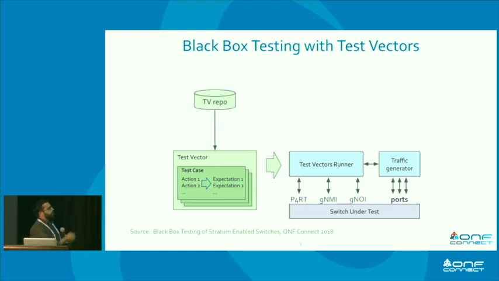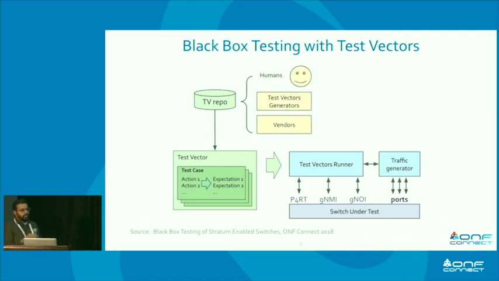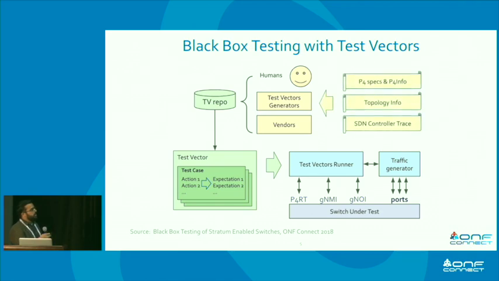So how do we generate the test vector repo? It could be human, handwritten test vectors, or we could use some test vector generators to generate the test vectors, or for vendor-specific scenarios, even vendors can contribute to the test vector repo. The inputs for the test vectors are the P4 specs or P4 info, or topology info like chassis config, from which we can get different interface information. Or like Stefan talked about before, we can also use SDN controller traces to generate traffic to test regression.